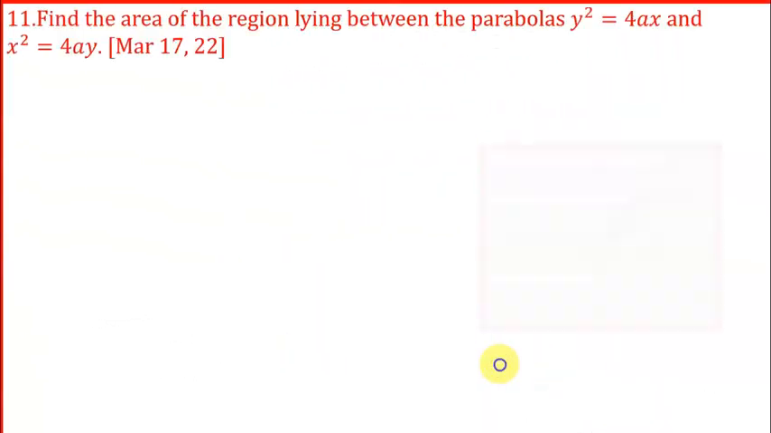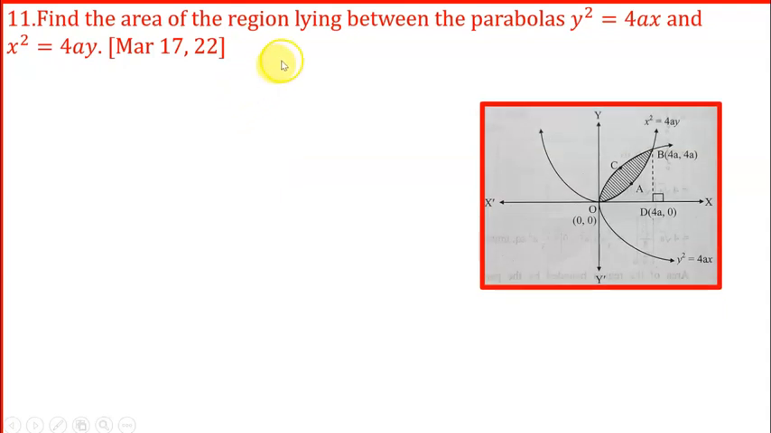Now next question. Find the area of the region lying between the parabola y square is equal to 4ax and the parabola x square is equal to 4ay. Now see, these are the two parabolas. We want to find out this shaded region. It is below the parabola y square is equal to 4ax and above the parabola x square is equal to 4ay. Means we will find out the area between these two regions.